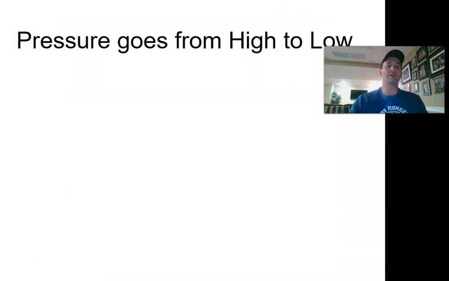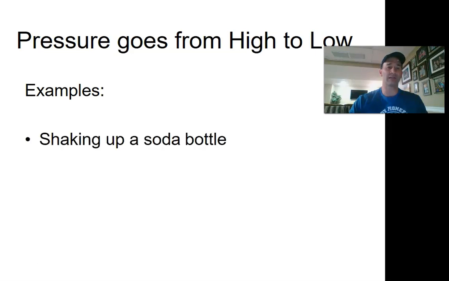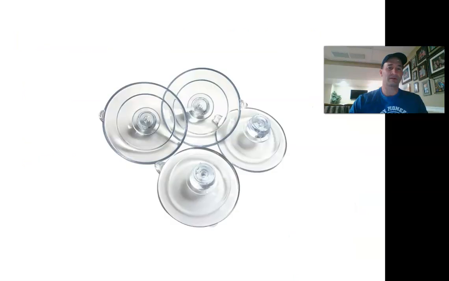Okay, pressure always goes from high to low. For example, shaking up a soda bottle. Try that sometime. Suction cups. There we have some suction cups used to attach things to windows. As you push it onto the window, the air gets pushed out inside the cup. That creates low pressure, probably down to like below 1. The surrounding atmospheric pressure of 15 psi holds it in place for weeks, months, years.